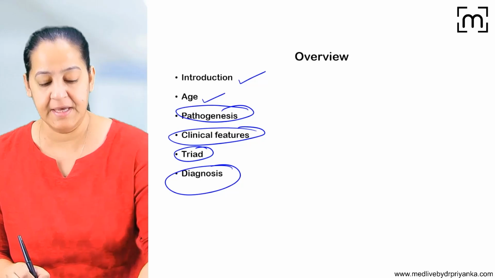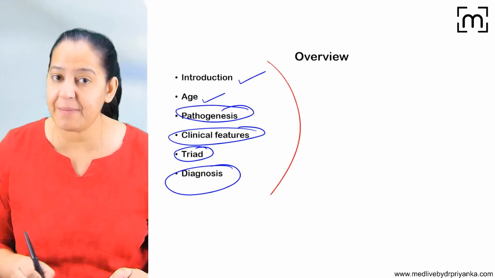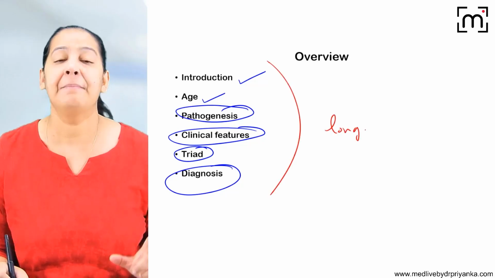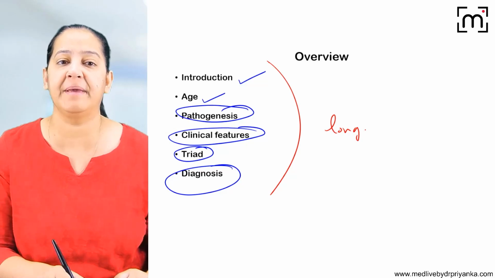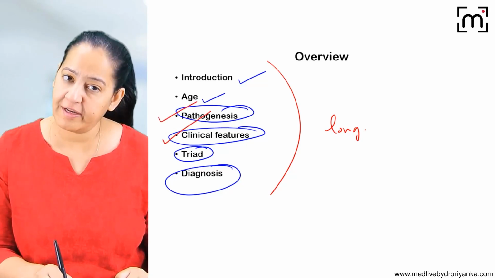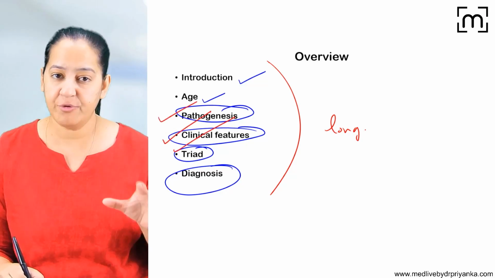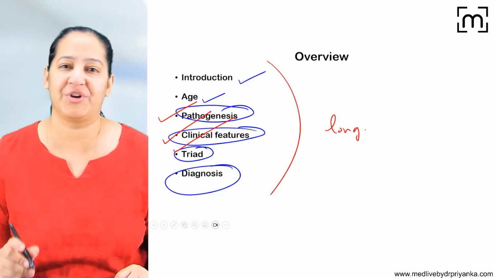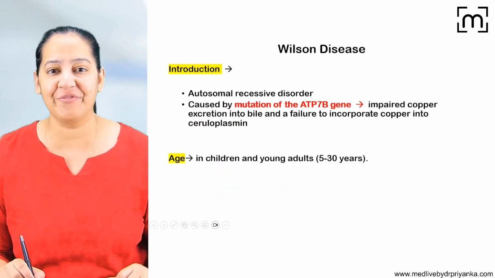the diagnosis of Wilson's disease. So if you are getting a long question, you have to frame your answer under these headings. But if you are getting a short question, the question will be either on pathogenesis, or on clinical features, or on the triad. So you have to write down that portion only in a short or very short question. So let's start the introduction of Wilson's disease.